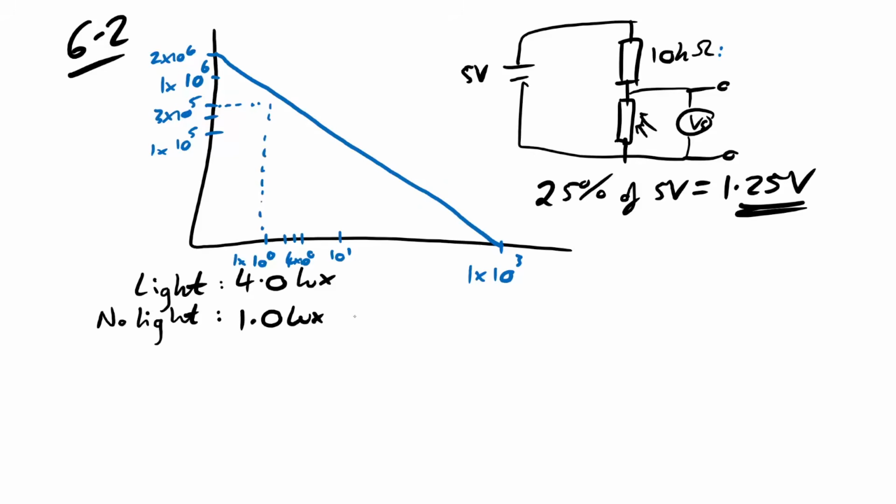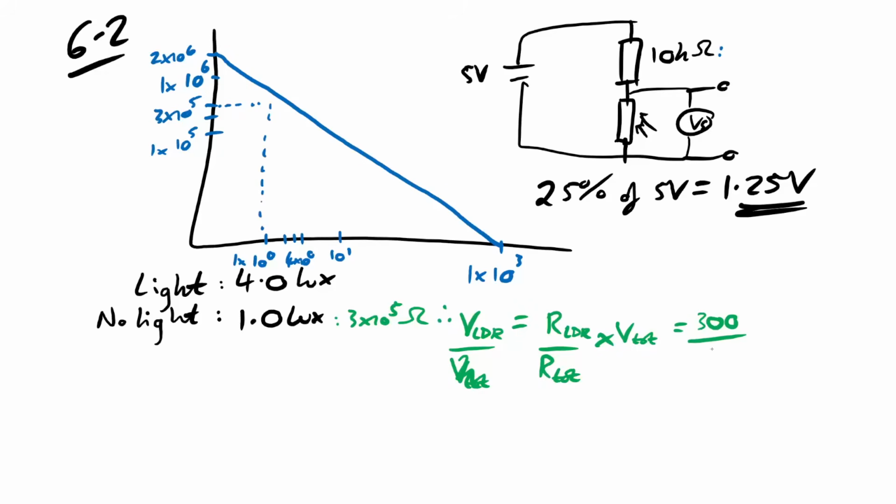So, okay, what do we say this was? When there's no light, let's write this out again. We have 3 times 10 to the 5 ohms. So therefore, V across the LDR when there's no light is going to be equal to, well, we know that ratio of voltages is equal to ratio of resistances for a potential divider setup. So popping this over the other side. So this is going to be 300,000. So let's just say 300. So 300 divided by, well, added up, that was 310, wasn't it? Times by 5. And we end up with 4.84 volts.